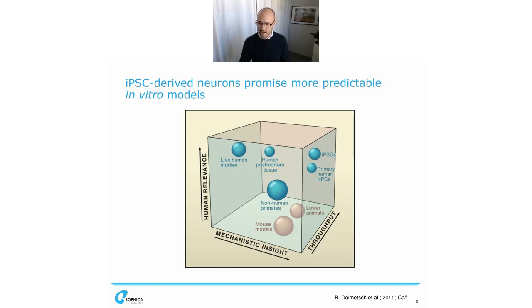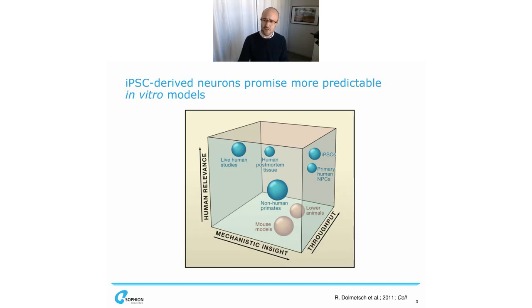And you see here there's a mechanistic insight versus throughput versus human relevance drawn out here. So the mouse models, they would be populating somewhat on the right lower side, because it does allow you to gain some mechanistic insight, but the throughput is limited. And then it was shown time and time again that the human relevance is not very good. On the other extreme here, live human studies, of course, are very relevant, but the mechanistic insight is very limited and the throughput, of course, as well.